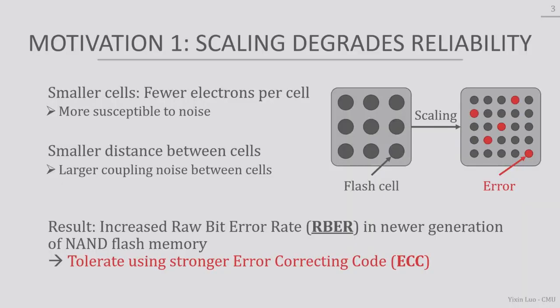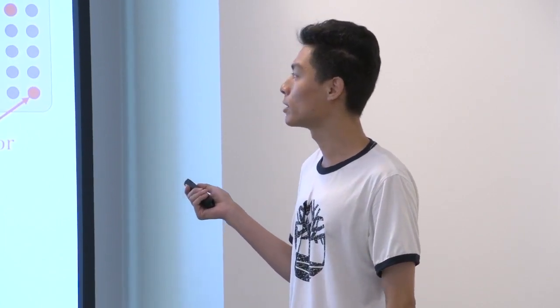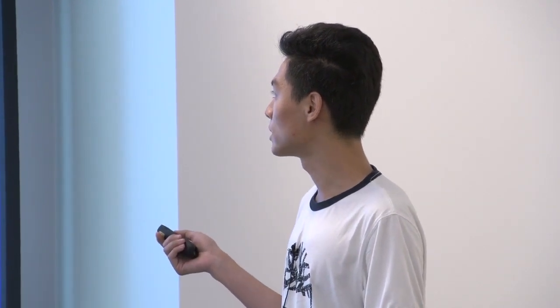So the first motivation of our work is flash technology scaling. As we scale towards higher and higher density, the flash cell size inside the flash chip becomes smaller and smaller. And this means that each individual flash cell can hold fewer electrons within itself. And this makes each flash cell more susceptible to all types of noise. And secondly, scaling also decreases the distance between neighboring cells. And this increases the coupling noise between neighboring cells. As a result of both effects, scaling increases the RBER, the raw bit error rate, in newer generations of NAND flash memory.